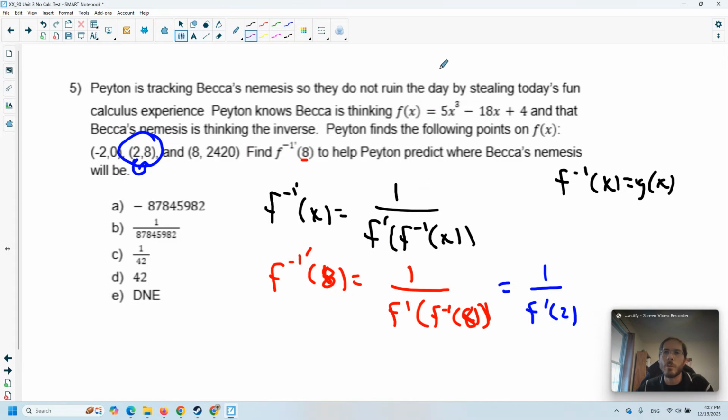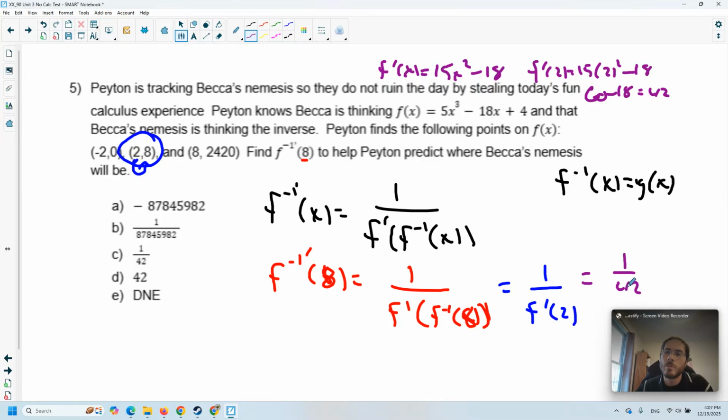So we got some power rules to do. That's going to be 15x squared minus 18. We want to plug in 2. So f prime of 2 is 15 times 2 squared minus 18. So 4 times 15 is 60, minus 18 is 42. So we get 1 over 42. And there we go, so that's going to be C. So that's what we got for that one. Again, I'll let you think about who Becca's nemesis is.